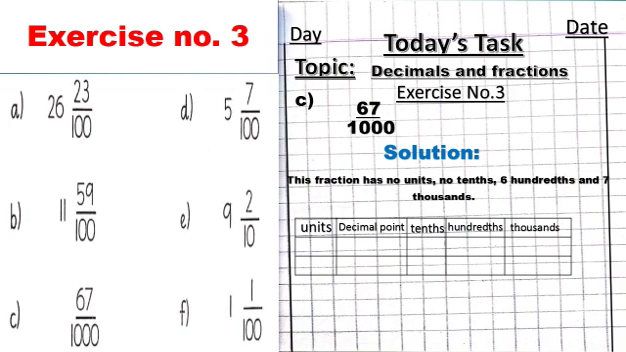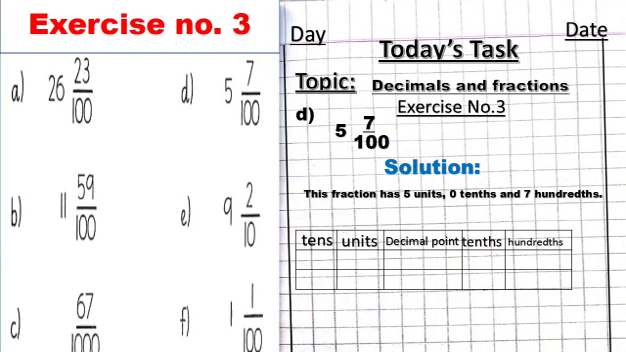Let's move to part C, that is 67 over 1000. To solve this question, first of all, we will draw the decimal place value chart. Look at this question. This fraction has no units, no tenths, 6 hundredths and 7 thousandths. So, we will write 0 in the units place, then the decimal point, and there is no tenth, so we will put 0 here, and 6 hundredths, 7 thousandths. So dear students, this fraction in decimal numbers is written as 0.067.